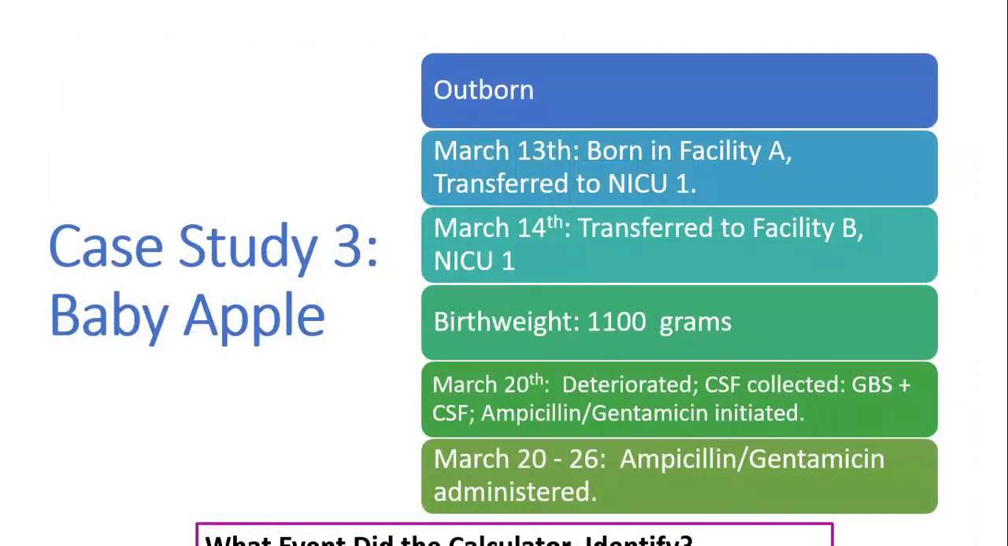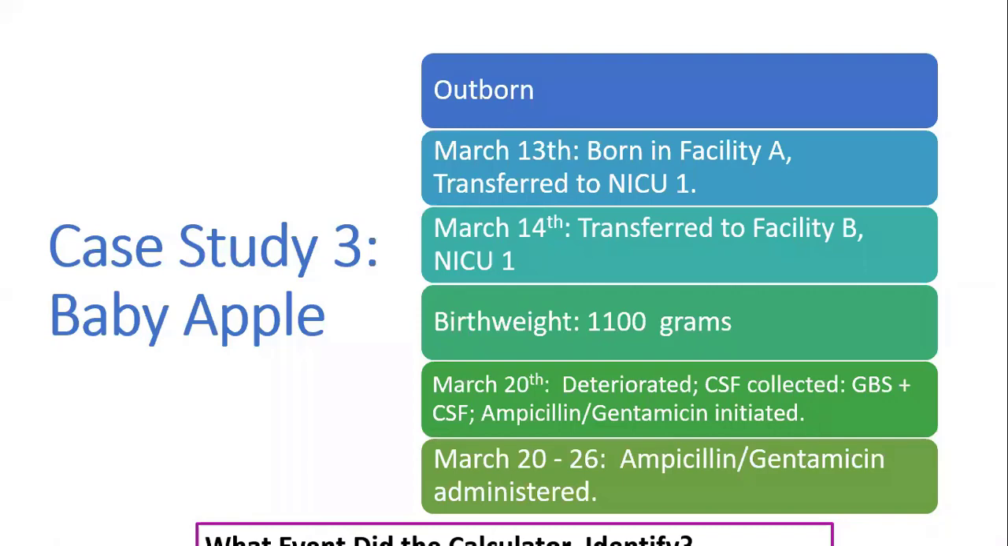Our third case study is an outborn infant named Baby Apple. She was born on March 13th in Facility A, NICU 1, and was transferred to Facility B, NICU 1, a level 3 nursery. Her birth weight is 1,100 grams, and on March 20th, the infant deteriorated. A CSF was collected that was positive for Group B streptococcus. Ampicillin and gentamicin was initiated on March 20th, and received the final dose on March 26.